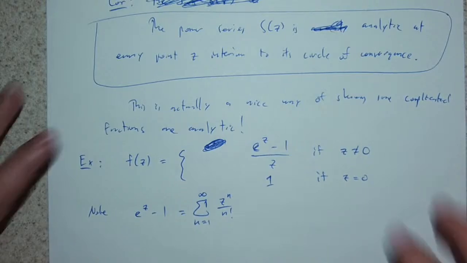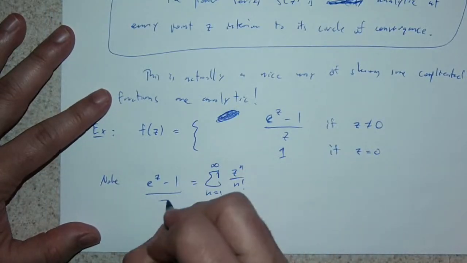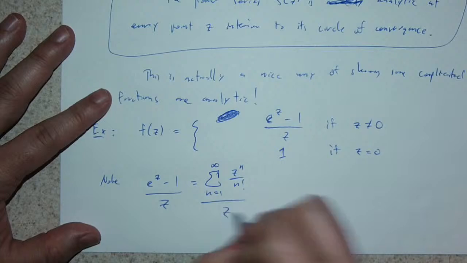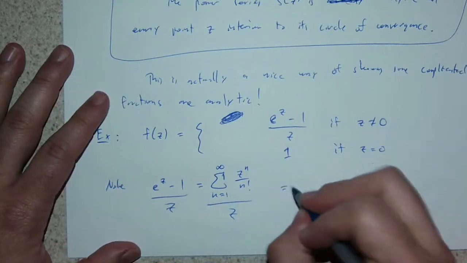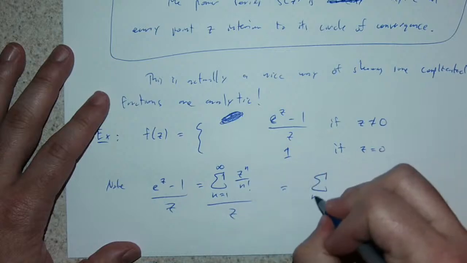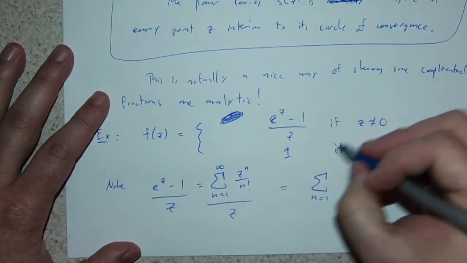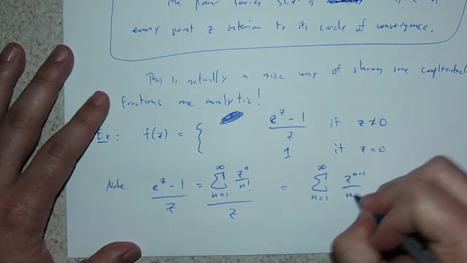Okay. So then if that's the case, if I divide by z, well, let's just do that here. What happens? Okay, well, this is the same thing. I have shifted my index here. Well, I still sum from n equals 1 to infinity, but now I can write this as z to the n minus 1 over n factorial.